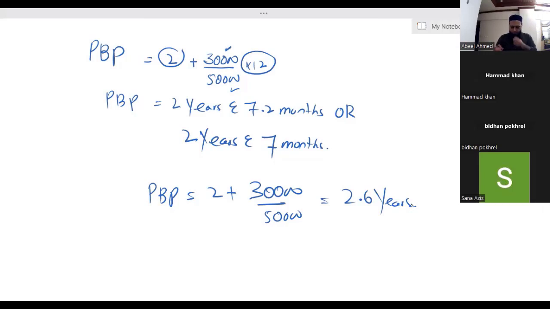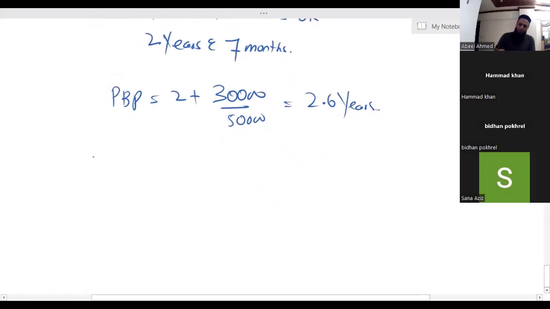Okay. If we go for discounted payback, before going to discounted payback, let me tell you one more thing. For example, let's say the examiner says the initial investment is 1 lakh.